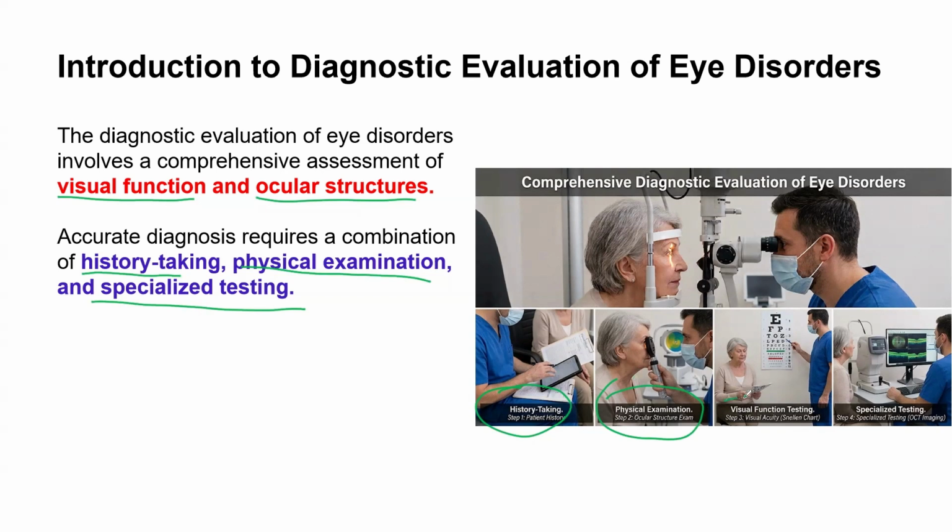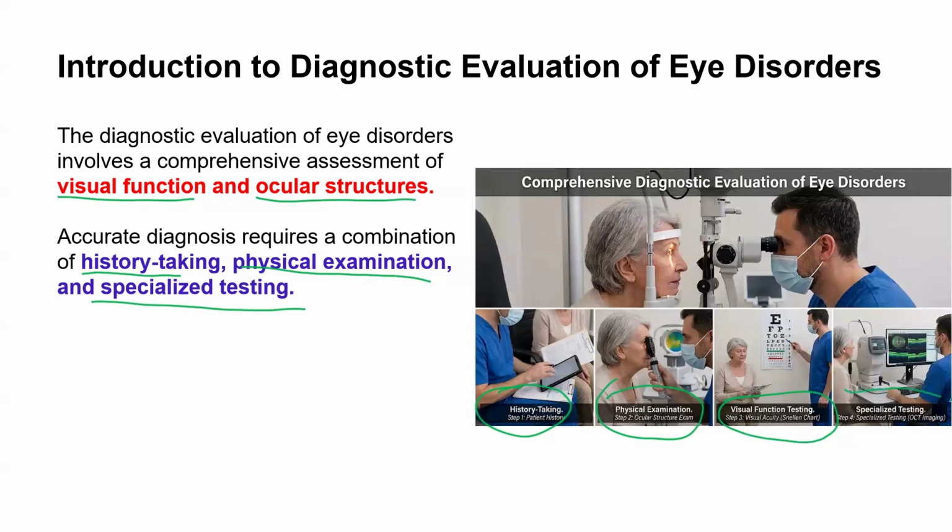And then we have visual function testing. So you use visual acuity, where you are going to have letters of different sizes. So you use a chart, like Snellen charts, for the visual function testing. And then you can also use specialized testing techniques. For example, we have the OCT imaging technique.